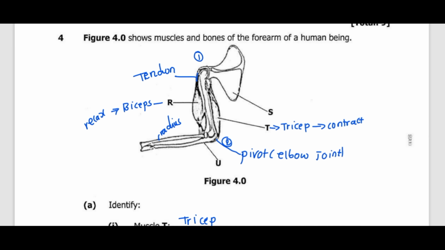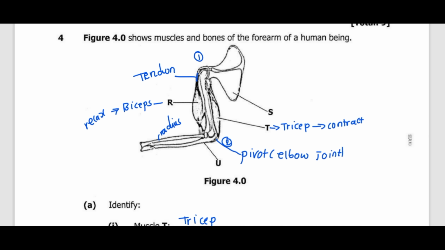So we'll say in insects, muscles are found inside the skeleton, whereas in humans, muscles are found on the outside of the skeleton. So that is the first one.